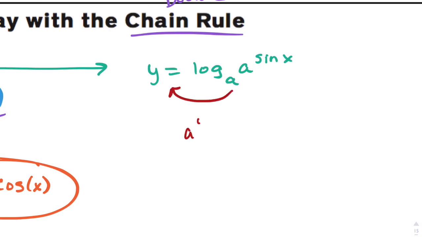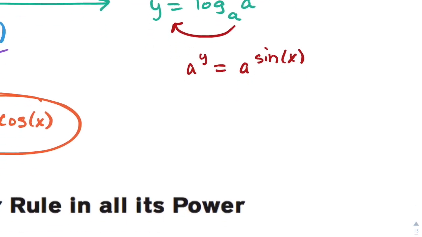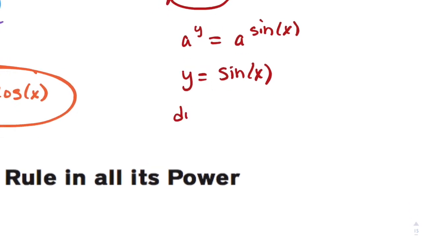a to the y is equal to a to the sine x. If they both have the same base, then that means that the exponents also have to be the same. So y has to equal sine of x. That's a simplified version of this. What's the derivative of y? dy/dx. What's the derivative of sine? Cosine.